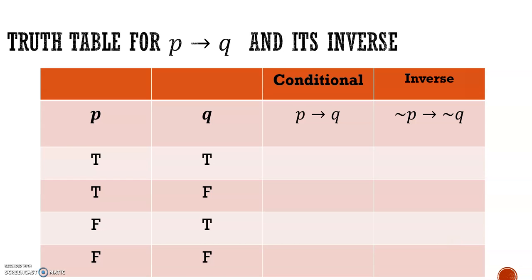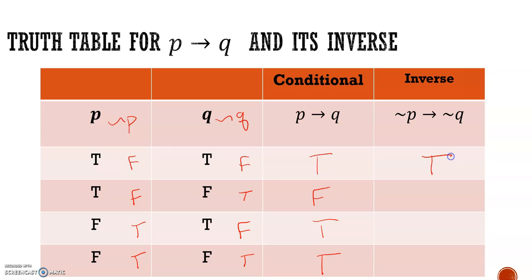Again, looking at our truth tables, P implies Q, true, false, true, true. I'm going to do our not P and not Q. False, false, true, true. Not Q, false, true, false, true. Not P implies not Q for the inverse, so false implies false. False and false is true. False and true, true.